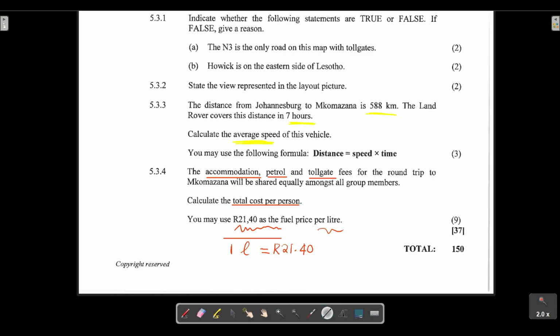Okay, so the price for 1 liter, if you just had to go to the garage with your scoop and you just wanted 1 liter of petrol, you would just pay 21 rand and 40 cents. That's very important. So what do we need to do?